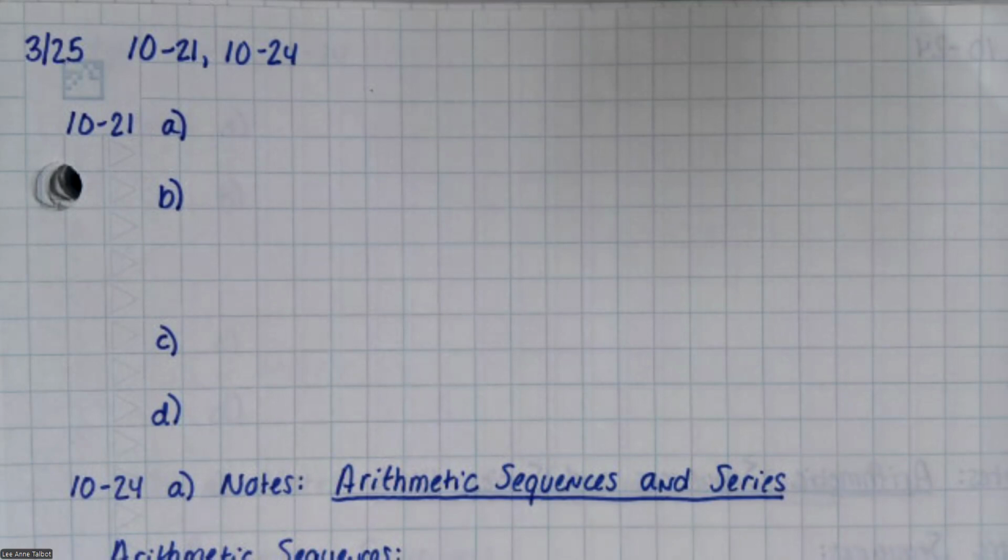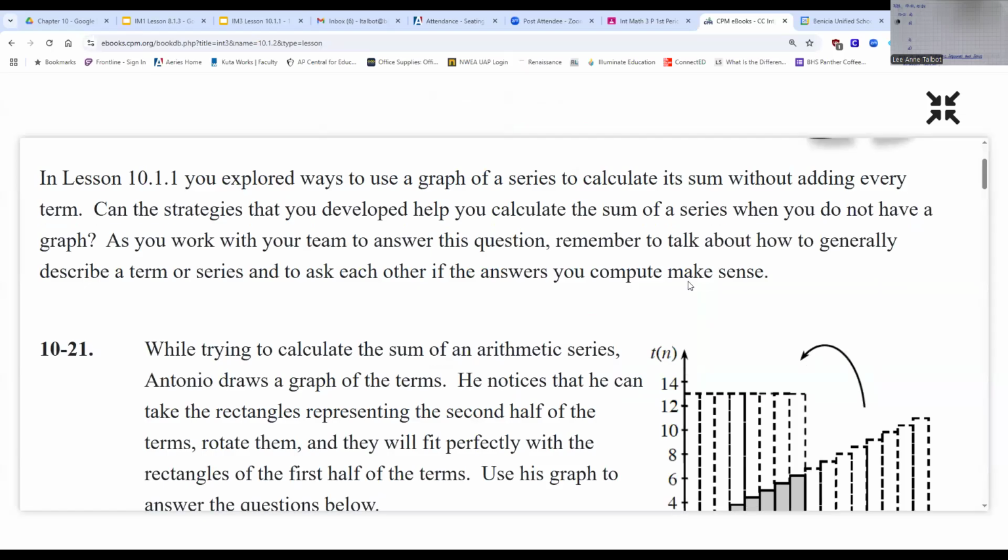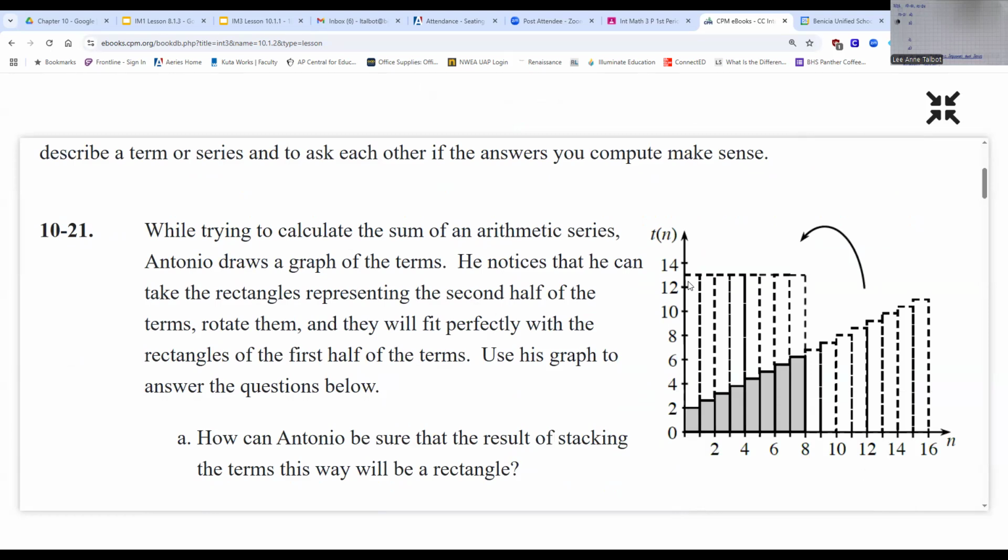All right, guys, here we go for number 21. We're trying to calculate the sum of an arithmetic series. Antonio draws a graph of the terms. He notices he could take the rectangles representing the second half of the terms, rotate them, and they will fit perfectly with the rectangles of the first half of the terms. So he did his Tetris a little different. He didn't make two of them. He just flipped the second half onto the first half. Use this graph to answer the question below. How can Antonio be sure that the result of stacking the terms this way will be a rectangle?